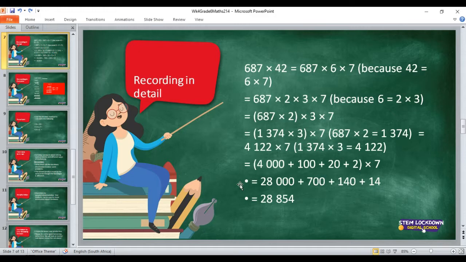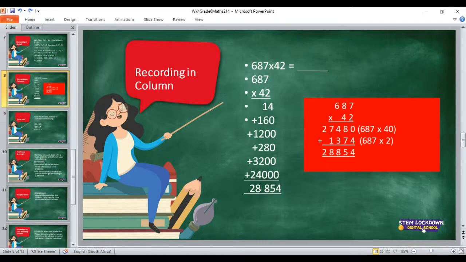We have here 28,854, and also we have on these two methods, we have the same answer. So this basically shows that whatever method you use in calculation, whatever steps that you take, your answer must always be the same. Okay, it must give you the correct answer. Whatever steps you are taking must always give you the correct answer.